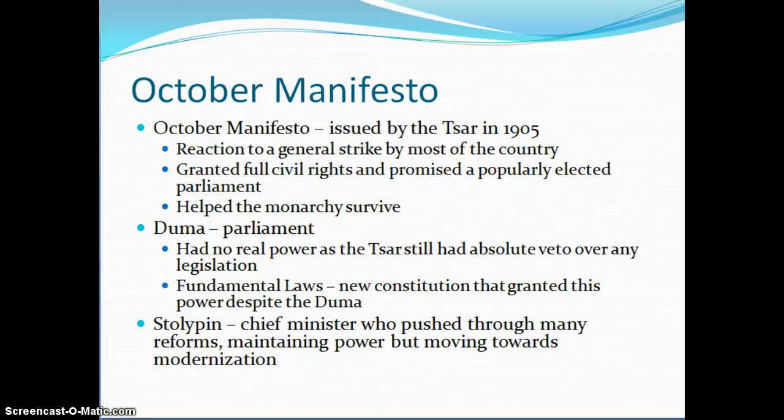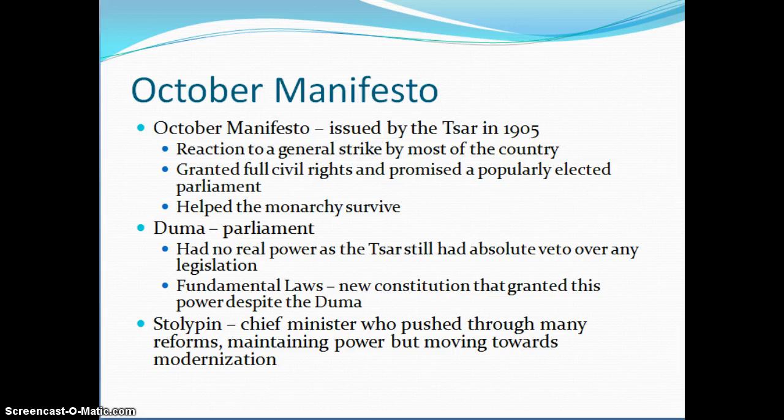Although he would hold on for another 12 years, it was a miserable 12 years and would lead to a lot of change. To counteract this, the Tsar issued the October Manifesto, and these were his concessions. The general strike that went on after Bloody Sunday, he gave in to concessions. He granted full civil rights and promised a popularly elected parliament, the Duma, and this helped the monarchy to survive.